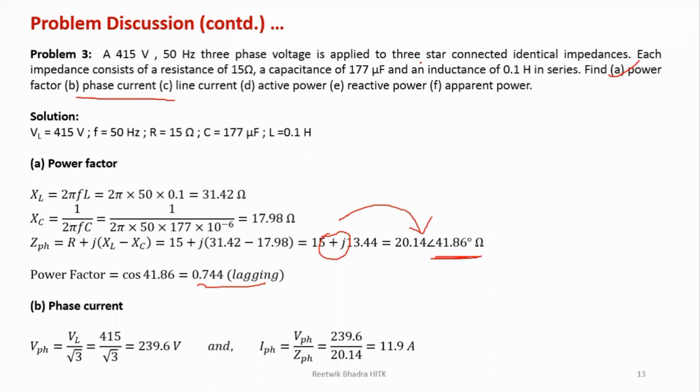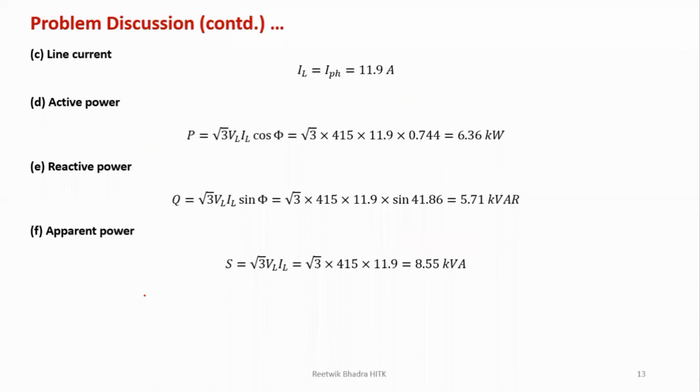Phase current in case of star. So VPH is equal to VL by root 3. So 415 by root 3 gives you 239.6. IPH is VPH by ZPH. So 239.6 by 20.14 is 11.9. So next procedures are all the same. Only thing, what is the exception over here? All units are first converted into ohms. Then Z is calculated. Previously, Z was already given. So now Z has to be calculated. Then all the procedures have to be done.